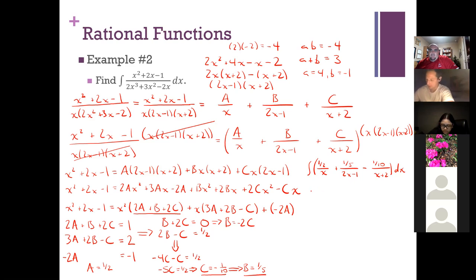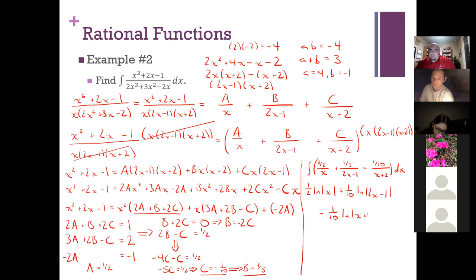What's the antiderivative of 1/2 over x? Half log modulus. Yep, 1/2 natural log of absolute value of x. All right, how about the next one? So it sounded like you multiplied there. It's actually going to be, and I might need to pause for that one because that one might be a little mysterious, 1/10 natural log of 2x minus 1. Actually, why don't I go ahead and finish it and then we can pause at the end for questions. And then minus 1 over 10, natural log of x plus 2.